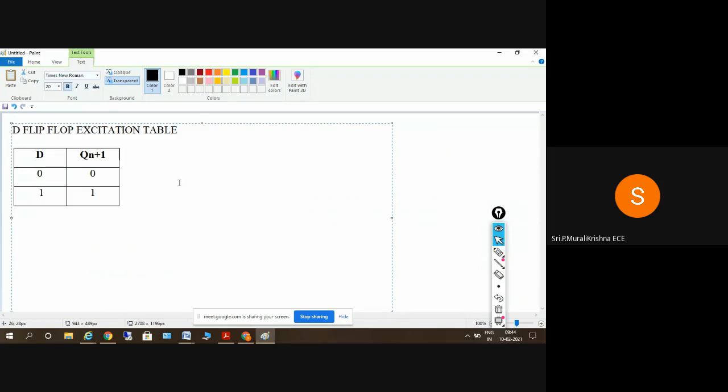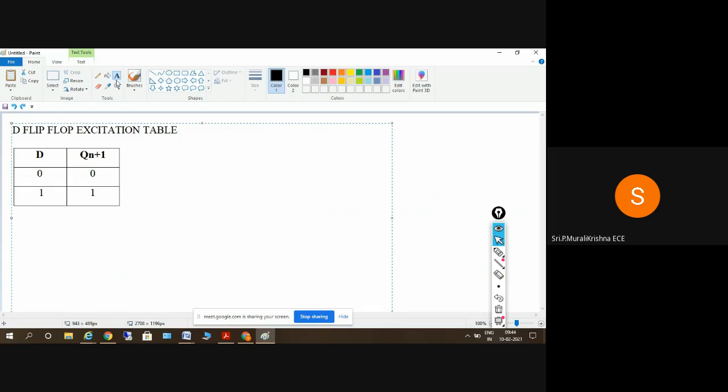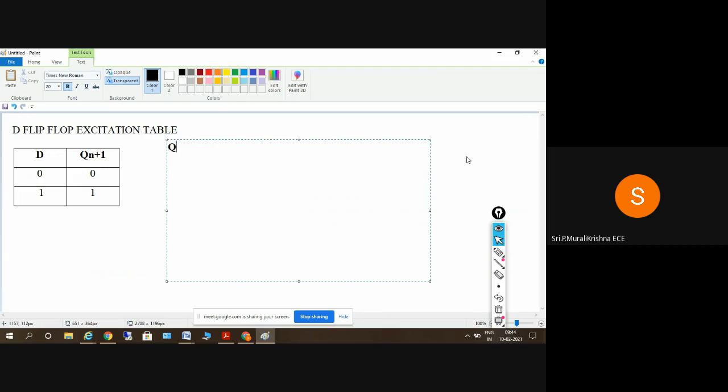Okay, so there's a D flip-flop truth table. So I need the excitation table right now. So excitation table, same cases. What we have to do here is we need Q of n plus 1, Q of P or Q of n plus 1. If I take it as P also, no problem. So Q of n plus 1 and Q of n. Okay, so the four states are the same here.